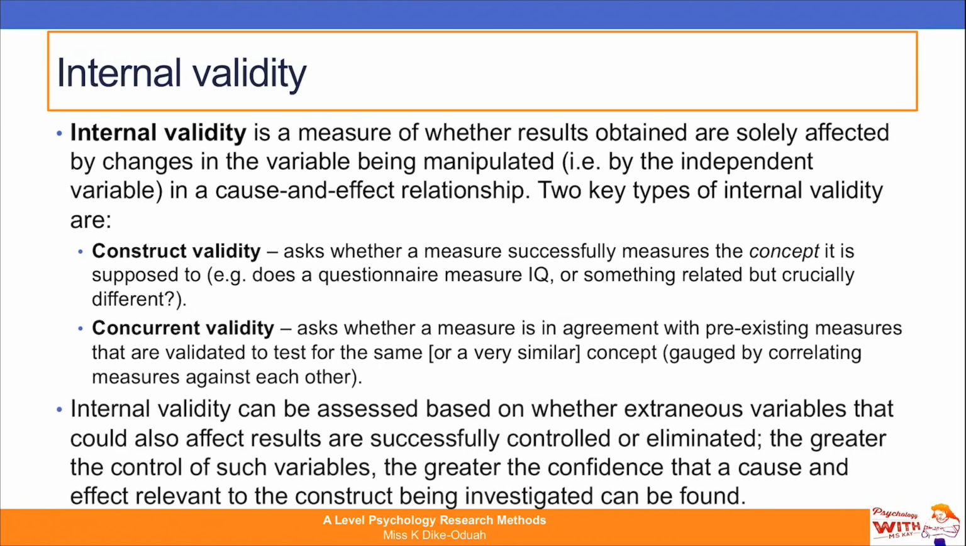Internal validity can be assessed based on whether extraneous variables that could also affect results are successfully controlled or eliminated. The greater the control of such variables, the greater the confidence that a cause and effect relevant to the construct being investigated can be found.